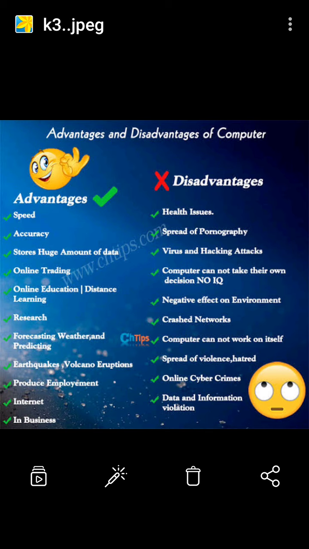Disadvantages. What are the disadvantages? First one, health issues. If we use the computer for a long time, it causes some health issues. Second one, spread of pornography, which causes some issues. Then next one, virus and hacking attacks. You know about computer viruses; last year you also studied about it. A computer virus hacks the system.